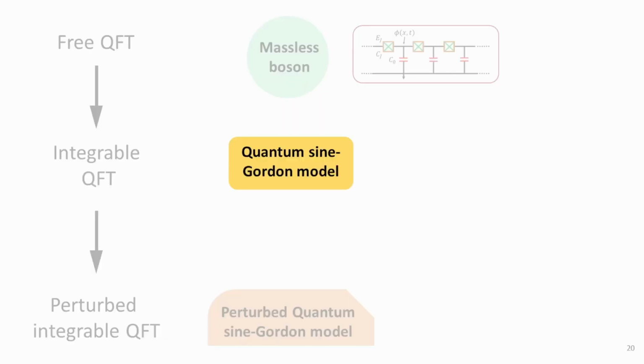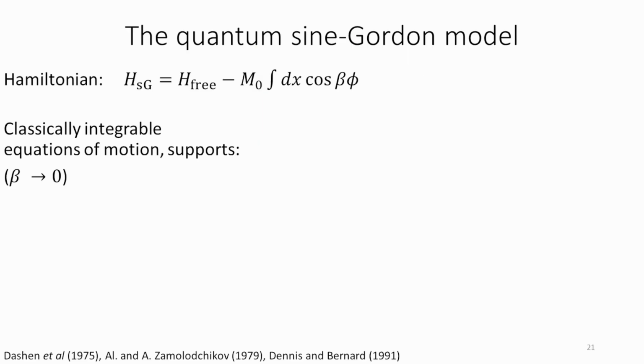So this is what I wanted to say about the free boson theory. I want to now tell you how to include perturbations in the system, in particular integrable perturbations. So the model that we consider is the sine-Gordon model. It's a cosine perturbation of the free theory.